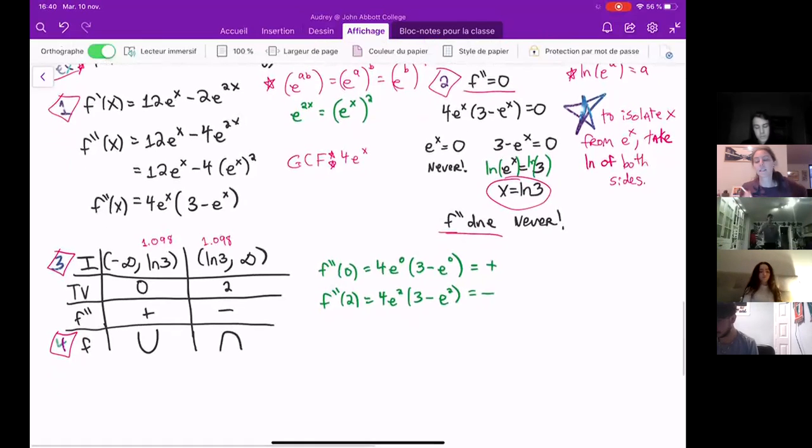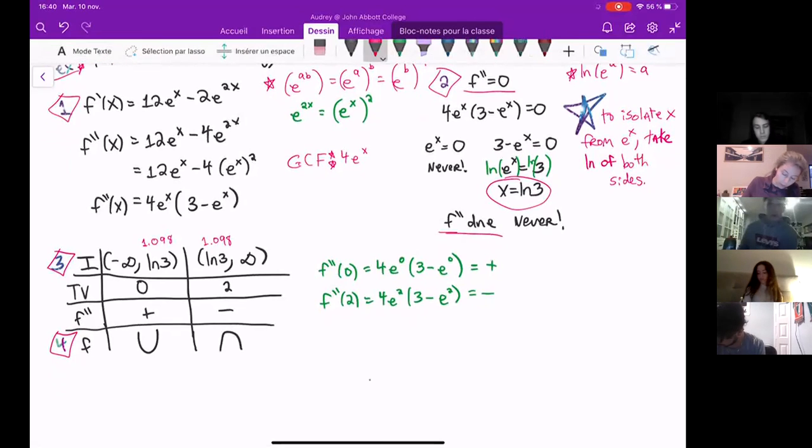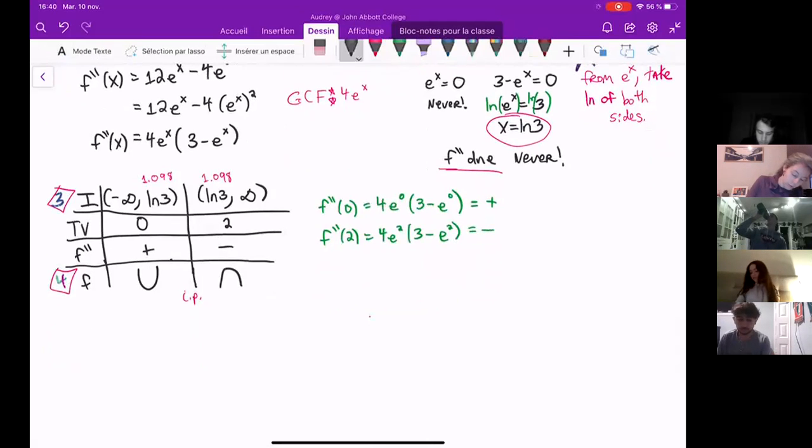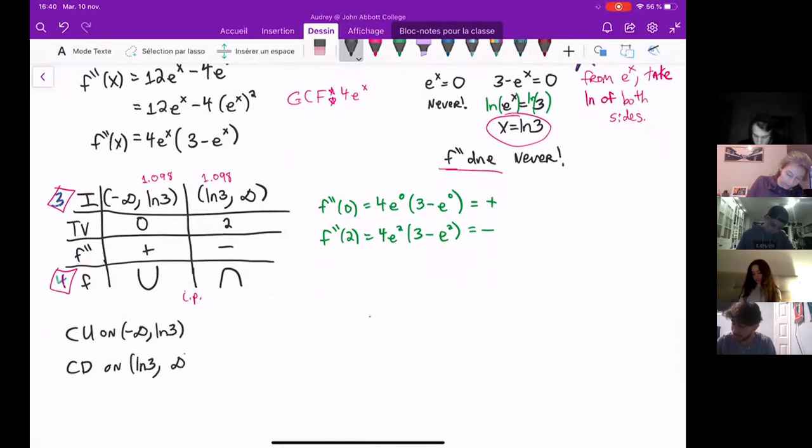Does this thing have any inflection points? Yes. Yes, that ln 3 is my inflection point. So first we can make our conclusions about concavity. This is concave up on negative infinity to ln 3, and it's concave down on ln 3 to infinity. And this is my final answer here.